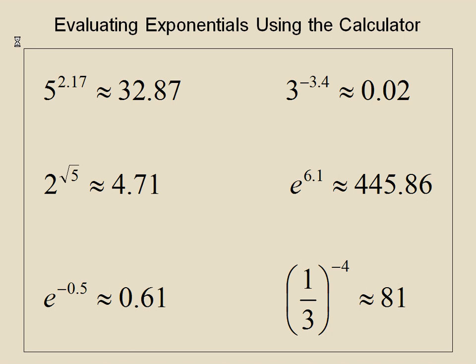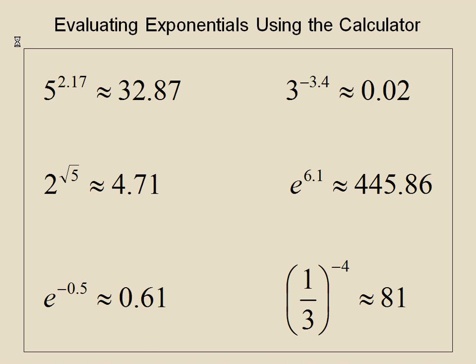Let's look at evaluating basic exponential expressions using the calculator. We're going to use the caret key, or the power symbol, just below clear. We've used it before to raise a variable to a power. We're going to use it here to raise just constant values to a power. If we look at 5 to the 2.17, we can approximate this using our calculator as 32.87. To its right, we have 3 raised to the negative 3.4. Using the calculator, we approximate that to 0.02.